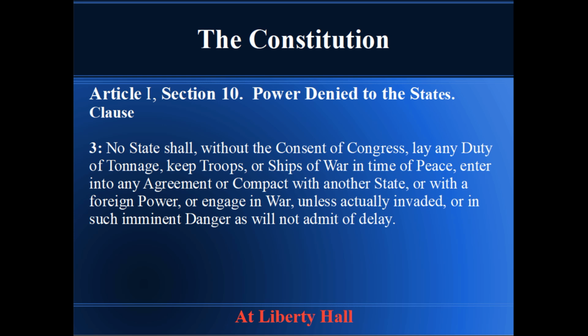Clause 3. No state shall, without the consent of Congress, lay any duty of tonnage, keep troops, or ships of war in time of peace, enter into any agreement or compact with another state, or with a foreign power, or engage in war, unless actually invaded, or in such imminent danger as will not admit of delay.